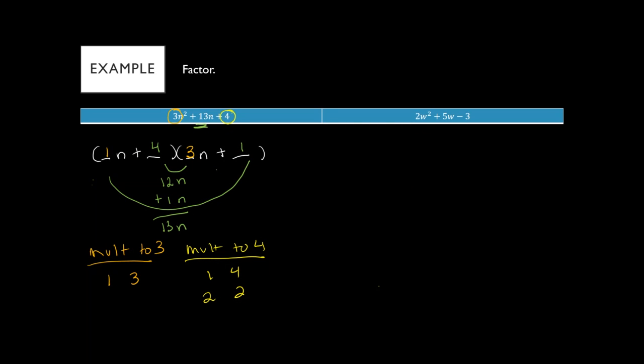Let's do the second one here. I've got 2w squared plus 5w minus 3. I've got a w and a w. Now, these are multiplying to a negative, adding a positive. These are going to have opposite signs. And so I have to do multiple things here.